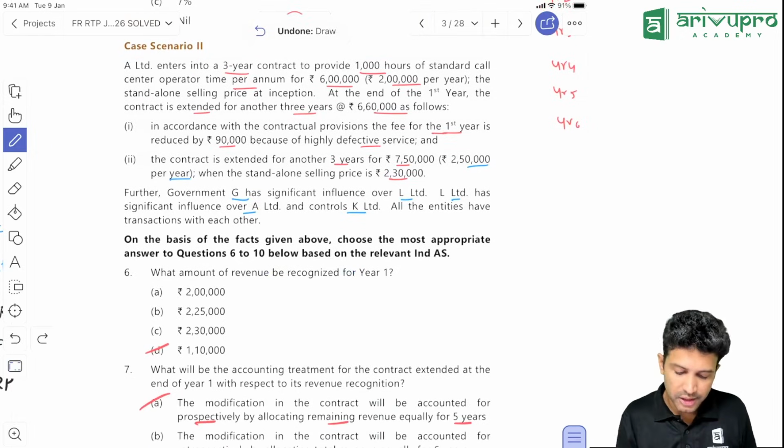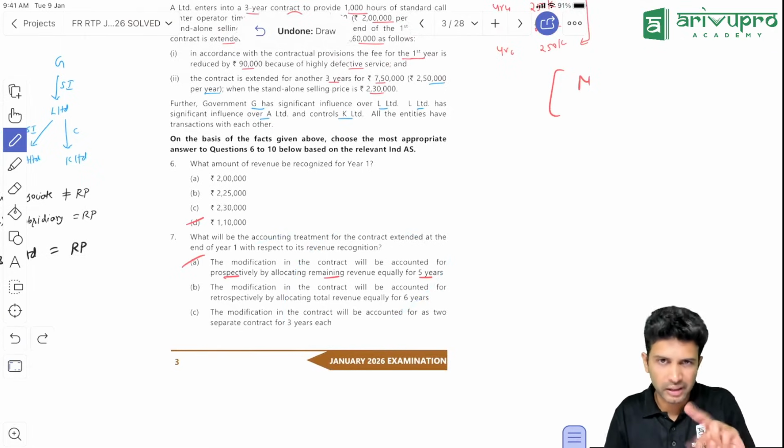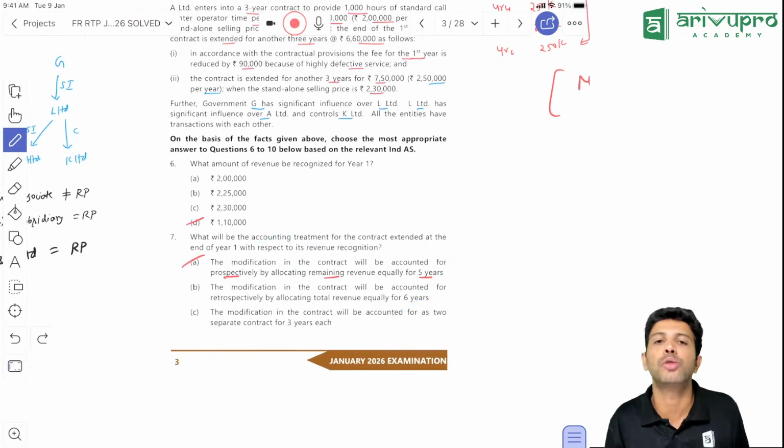They are asking how much revenue in the first year. What will you do for this modification and all? You have done an extension, no? So it's a contract modification. How should we account for it?